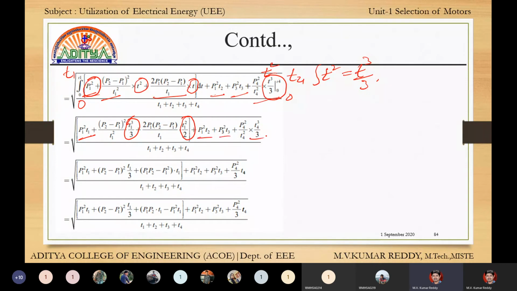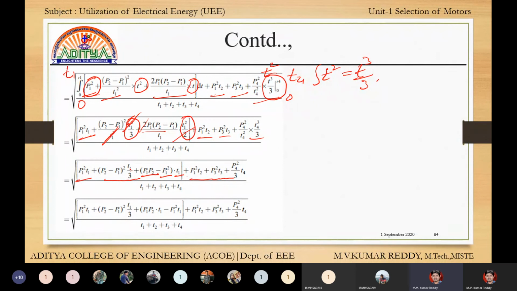Next terms are the same terms. Now take T1 by 3 common. Next step is P1 square same, and P2 square. In this one, cancel this term and this term. T1 is remaining, T1 into T1 plus, these 2 and 2 get cancelled, and here P1 P2 minus P1 square into T1 plus the normal terms.